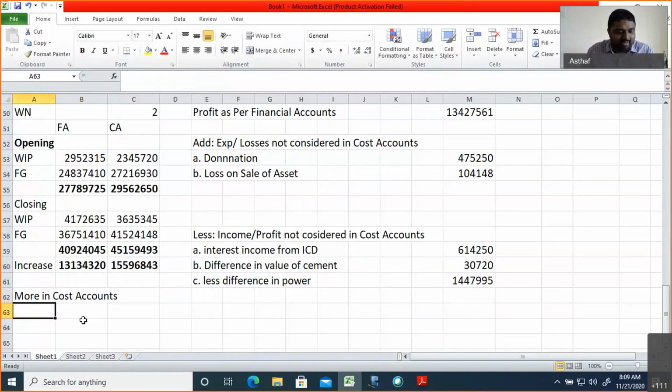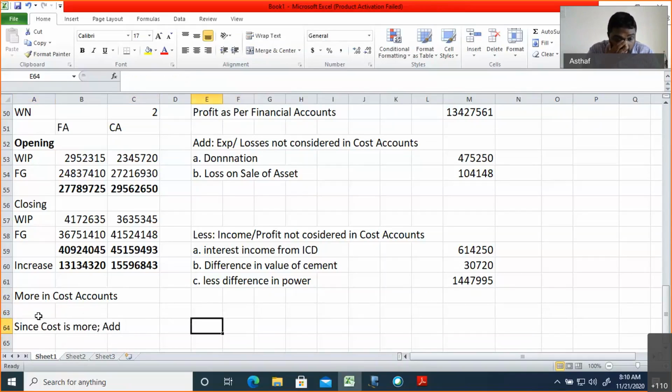How you understood? Look here. Here 131, here it is 1558. So the increase is more in cost accounts. So if the increase is more in cost accounts, what we have discussed, cost profit will be more. So here we are finding, since cost is more, add. So what we have to do?